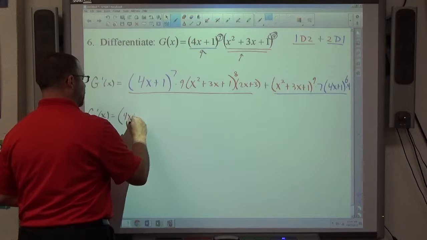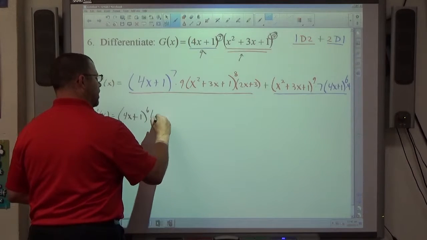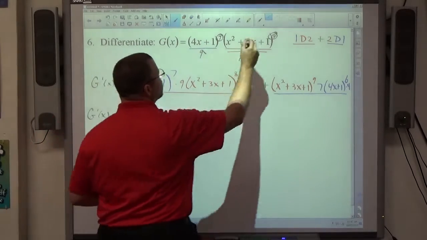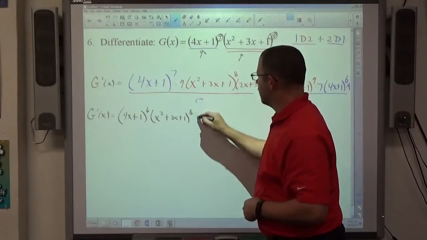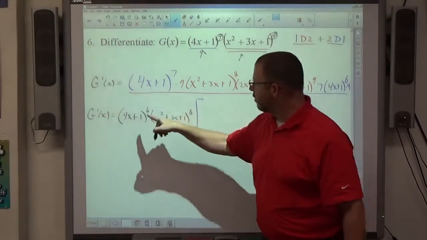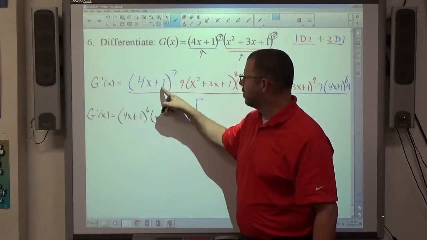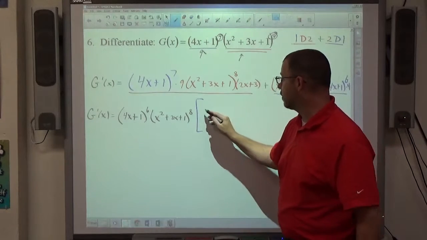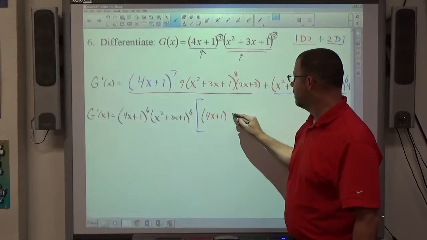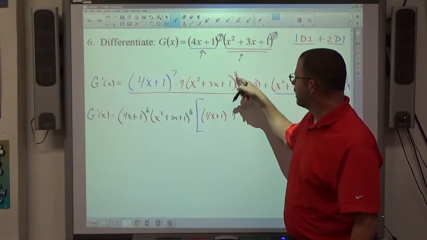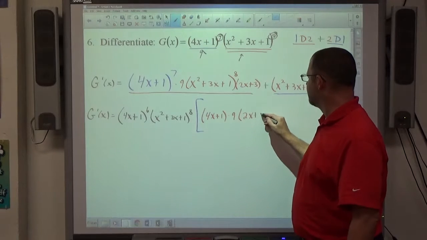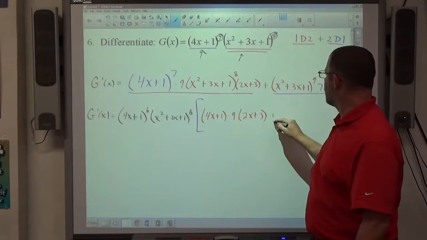So (4x + 1)^6 times (x² + 3x + 1)^8 are being taken out. And what's left over, I'm going to do what's left over from this term in red. All right, so I'm taking (4x + 1)^6 out, so (4x + 1)^7 reduces by 6, so we're left with (4x + 1)^1. Nothing's happening to 9. (x² + 3x + 1)^8 is being taken out completely, so that's gone. And then times (2x + 3). Then my plus sign happens.